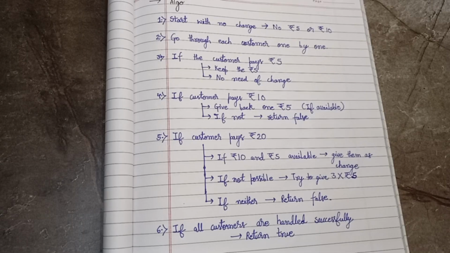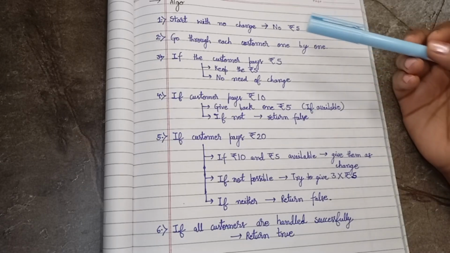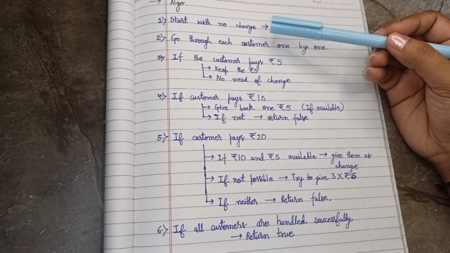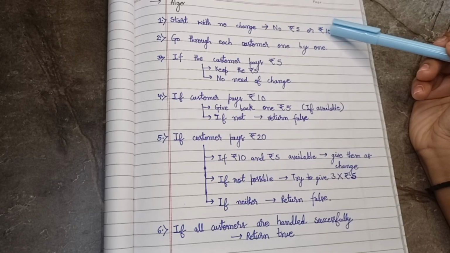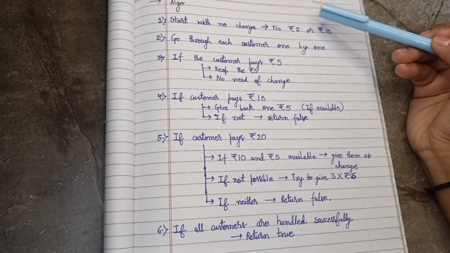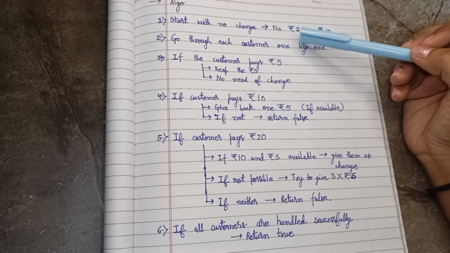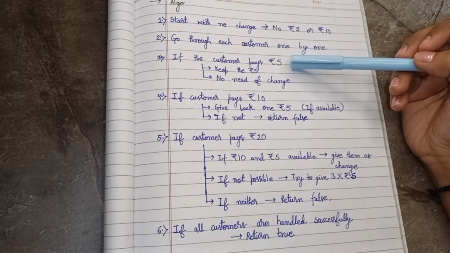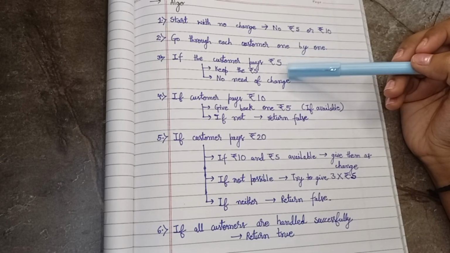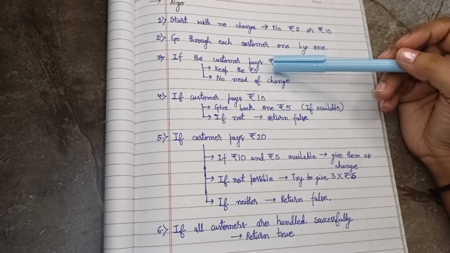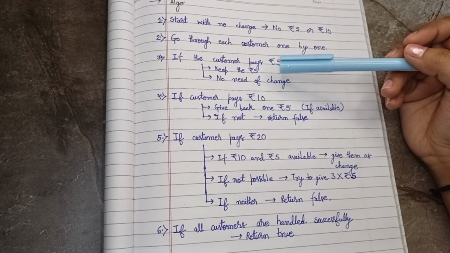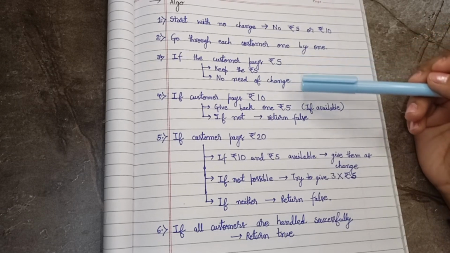Let me explain the algorithm to better understand. So, as mentioned in the question, we will be starting with initially no change. So we do not have any 5 rupees notes or 10 rupees notes. Then we will encounter each customer one by one. If the customer pays a 5 rupees note, then we do not have to keep any change for it. We just have to keep the 5 rupees note because the amount required for a lemonade is 5 rupees, so no need of any change given to the customer.